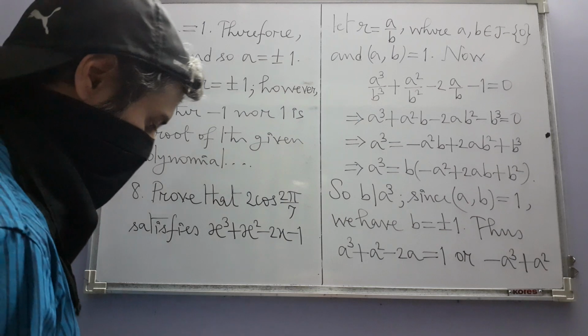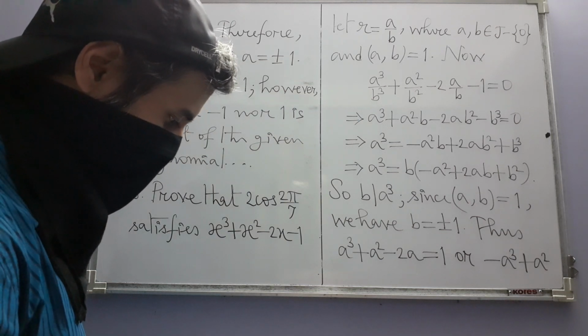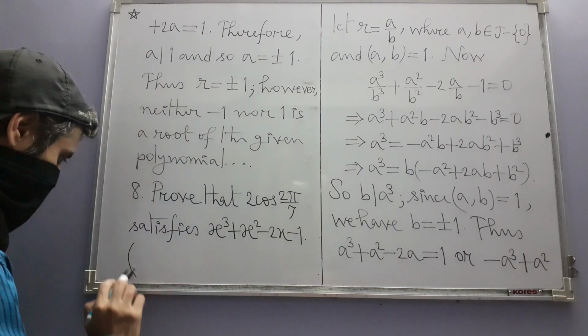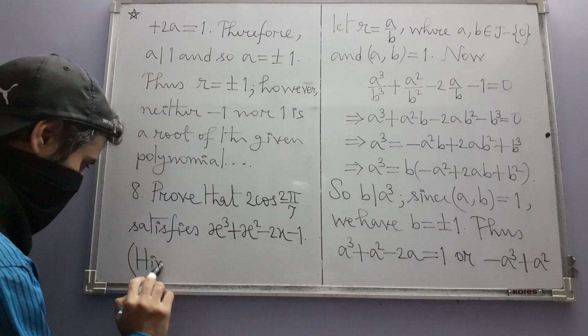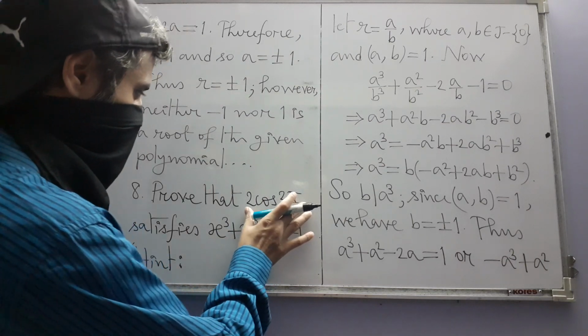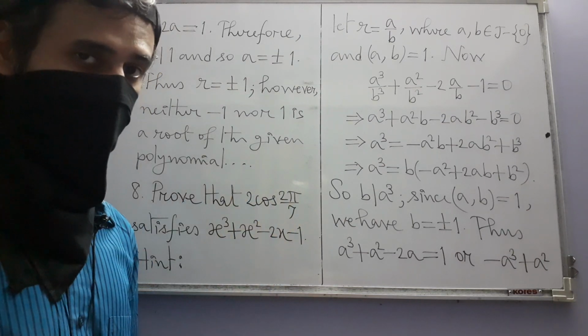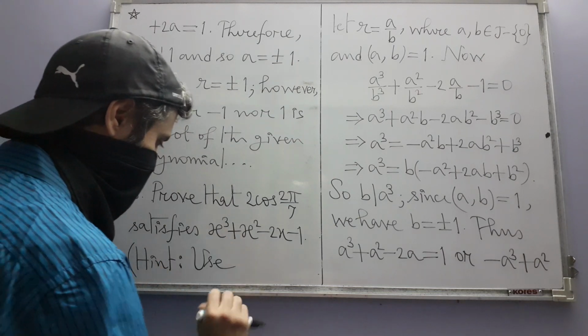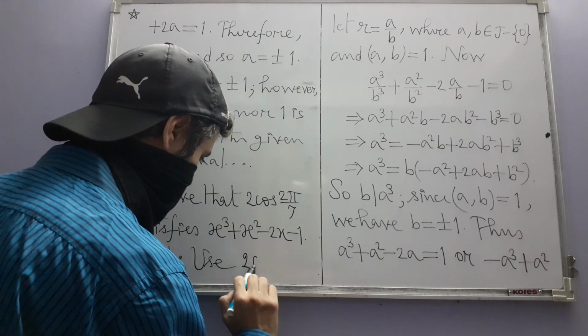Minus 2x minus, it's the same polynomial, no? X cube plus a, yeah. And a hint is also given. The hint draws our attention to the relationship between trigonometric functions and complex numbers. Use this fact, the author says.